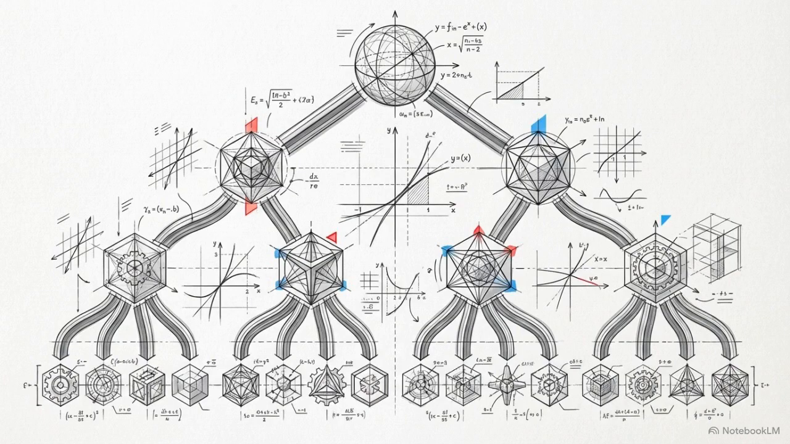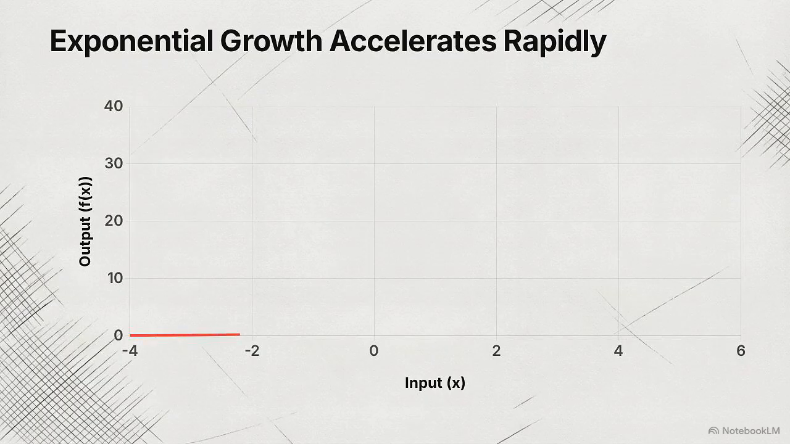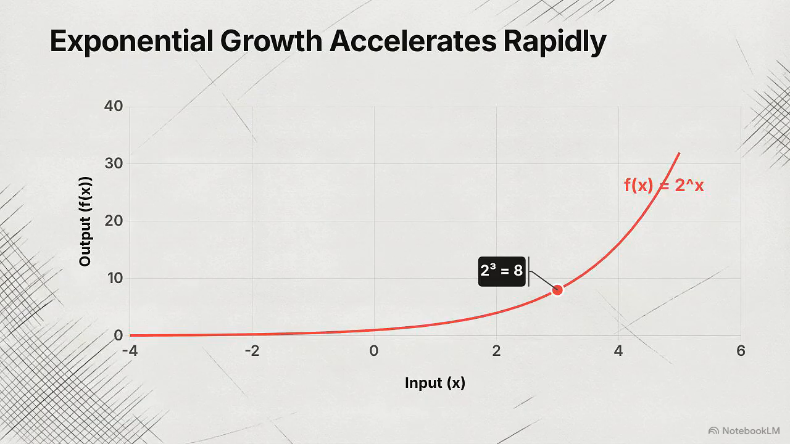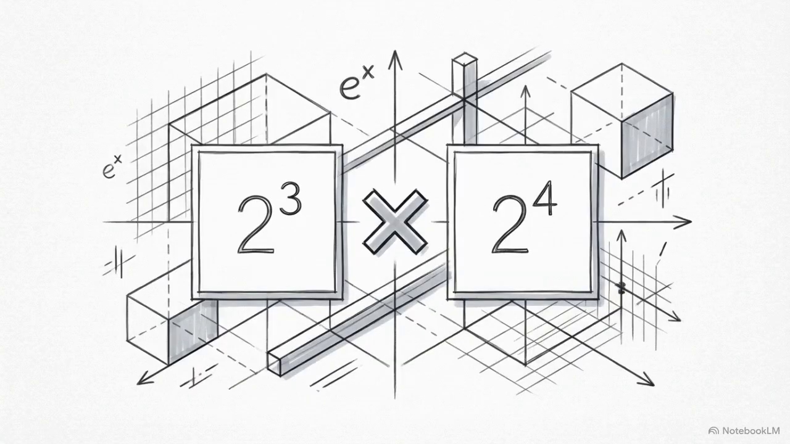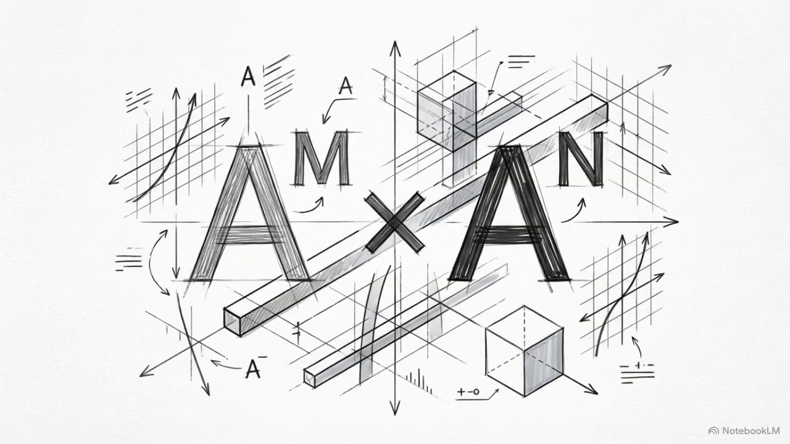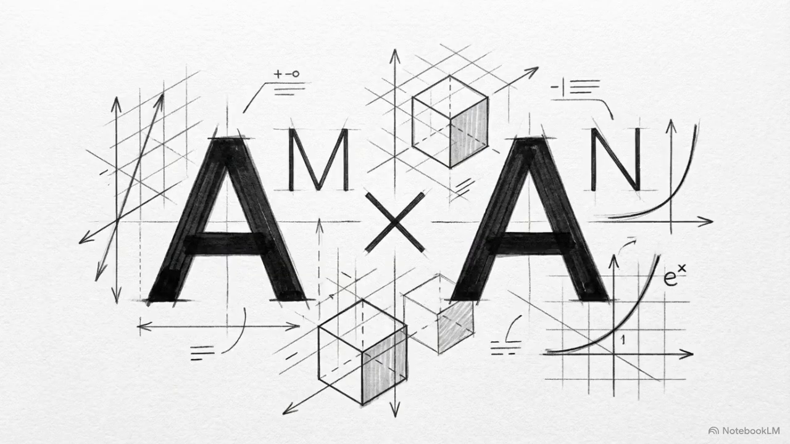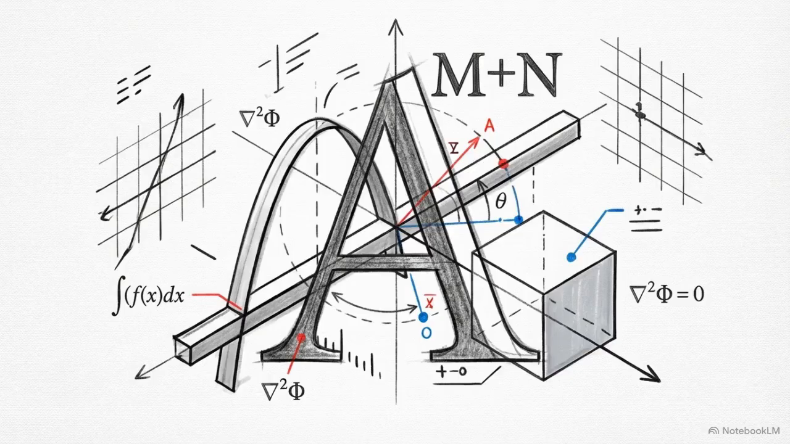To model rapid data scaling, we examine functions where the variable itself is the exponent. This graph shows an exponential function. It starts flat, followed by rapid upward growth. The interactions of these numbers follow specific rules. For example, multiplying two exponential terms with the same base requires adding their exponents.